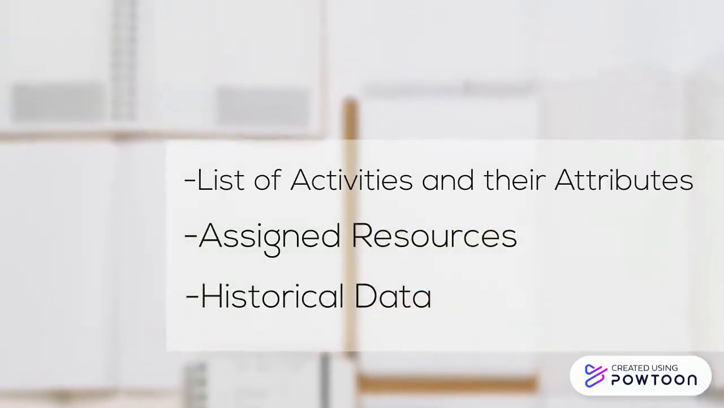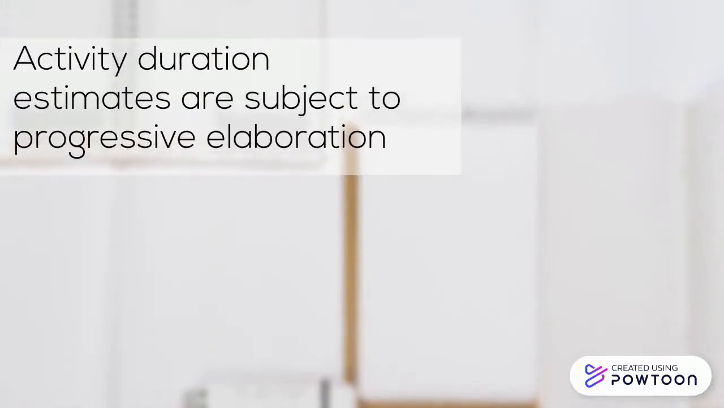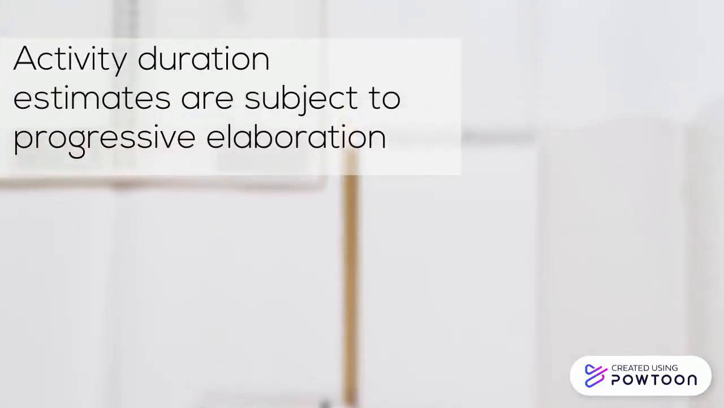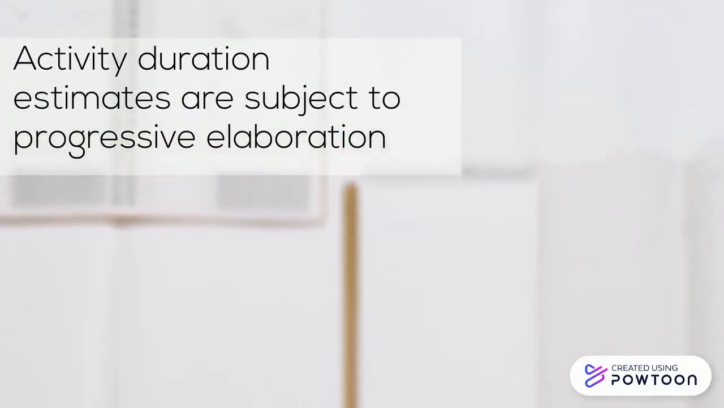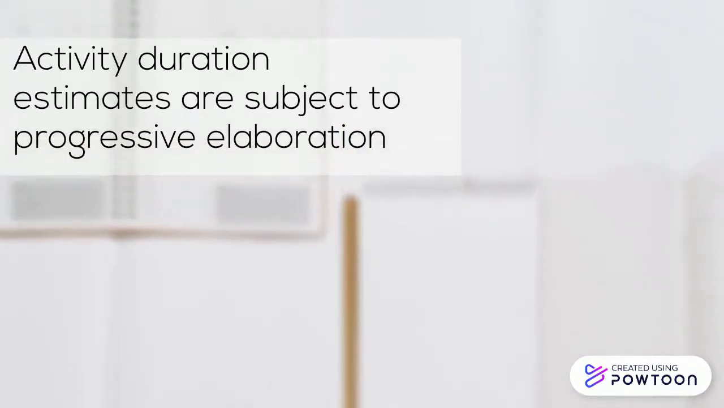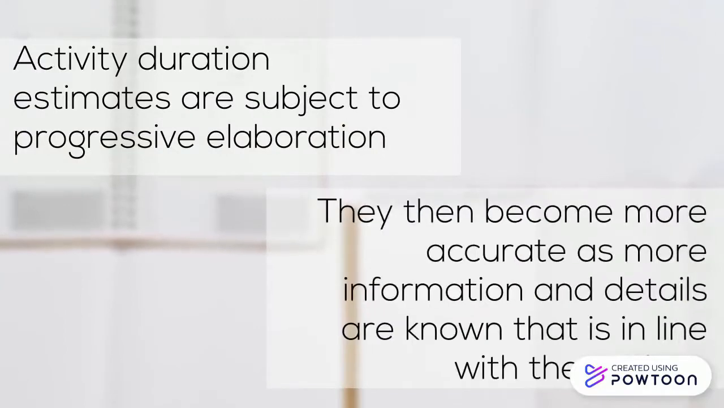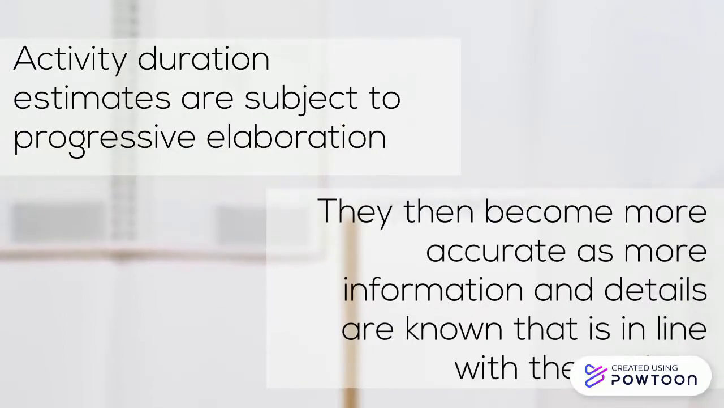Of course, activity duration estimates are subject to progressive elaboration. This implies that they could be rather rough estimates at the initial stage of scheduling a project. During the course of the project, however, they are then enhanced and become more accurate as more information and details are known that is in line with the project.